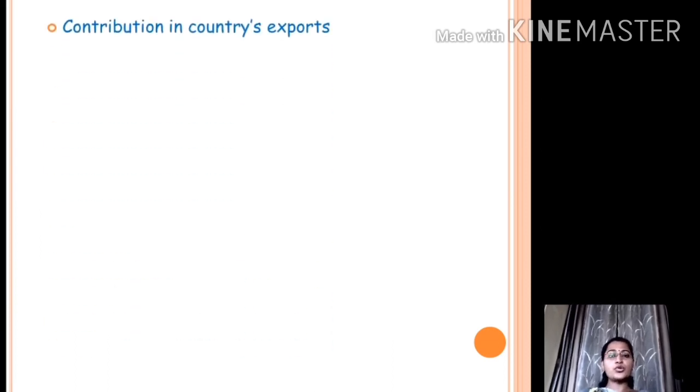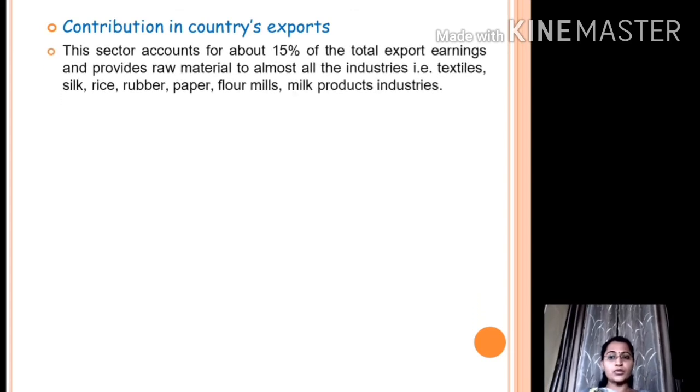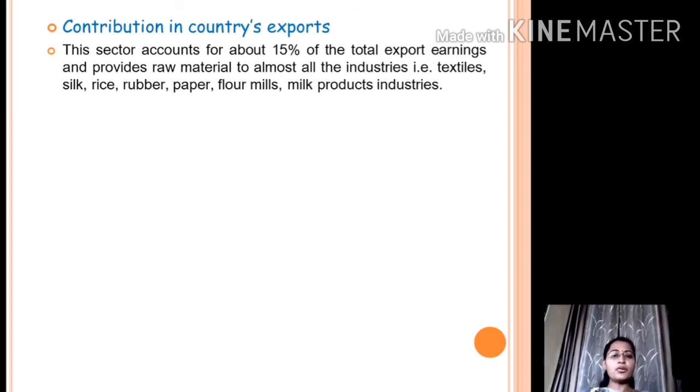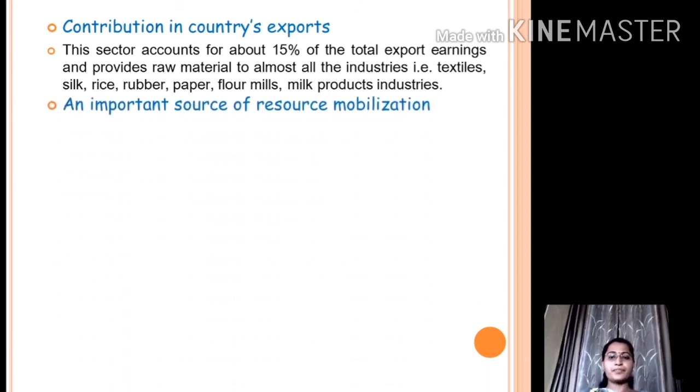Then we see the contribution to the country's export. This sector accounts for about 15% of the total export earnings and provides raw material to almost all the industries like textiles, silk, rice, rubber, paper, flour mills, and milk products industries.